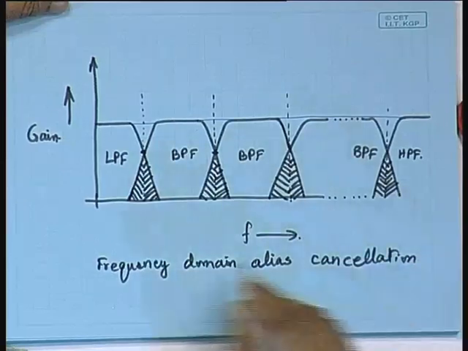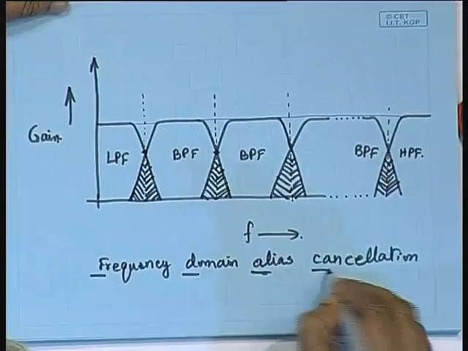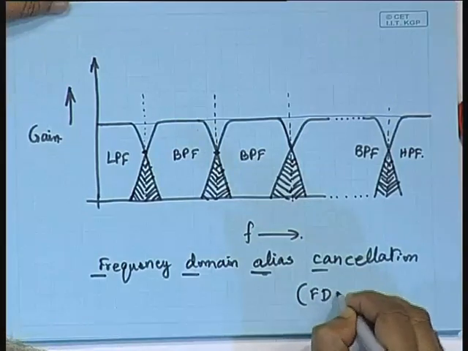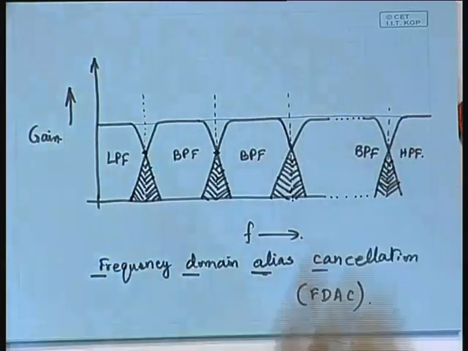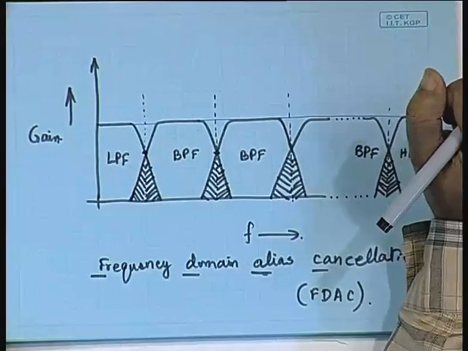In short form, we can call that FDAC, which stands for frequency domain alias cancellation. Now, look at these characteristics. What you find is that in terms of the frequency responses of the individual filters, there is an overlap that is present. Can you see the overlap?